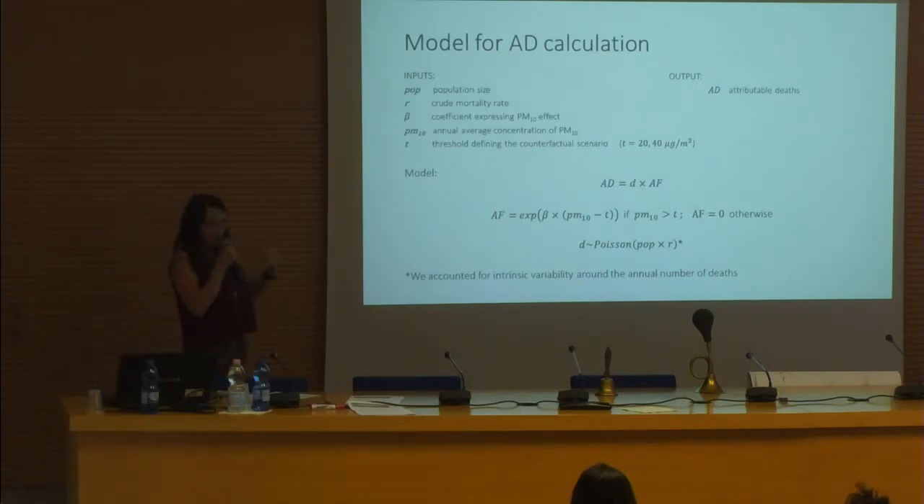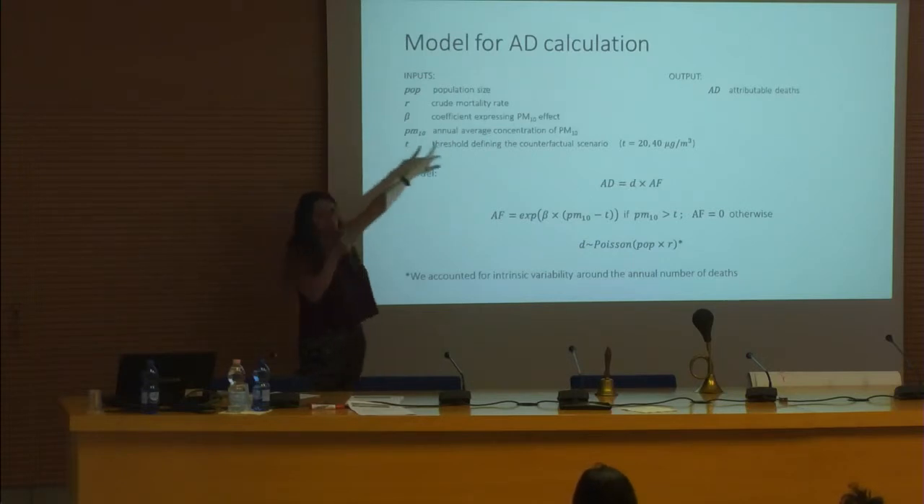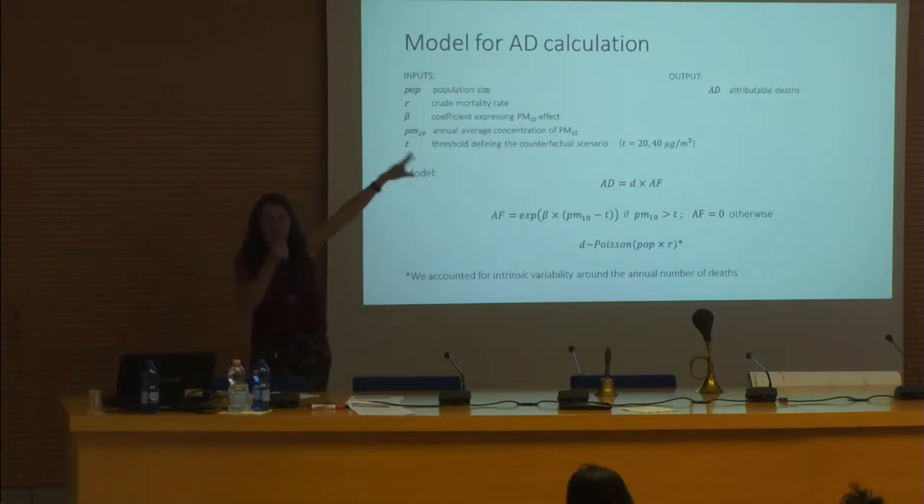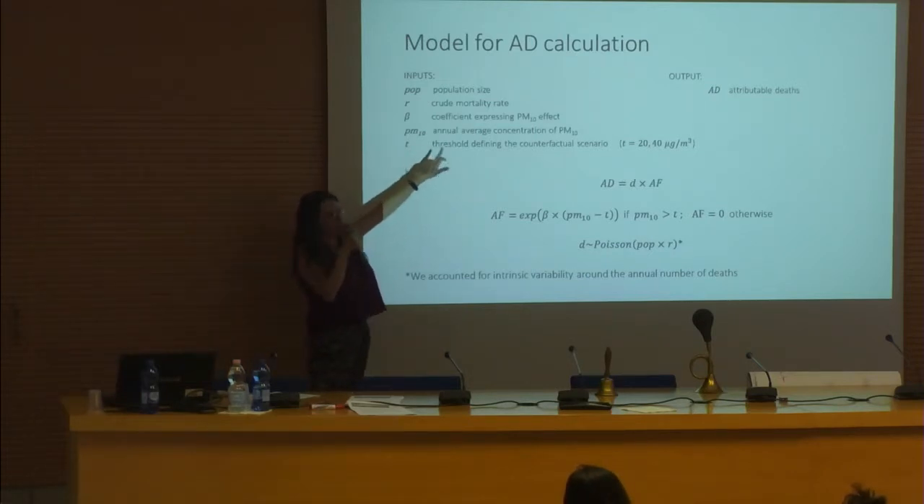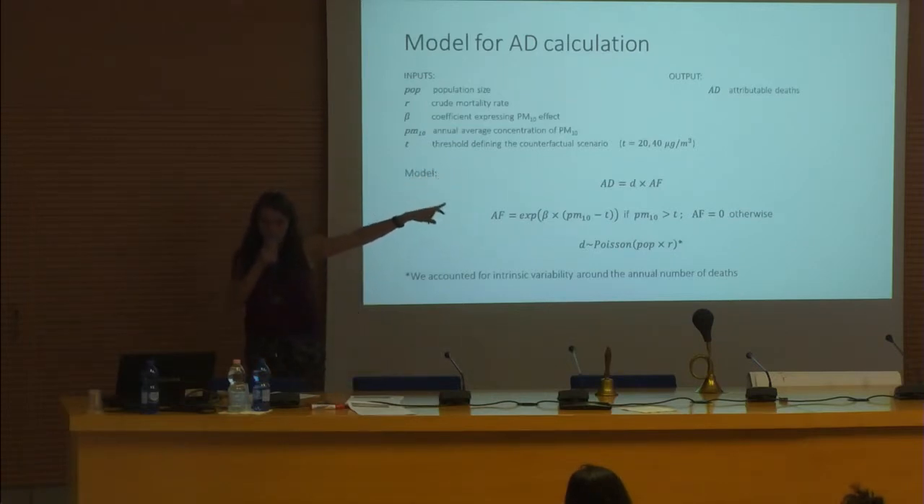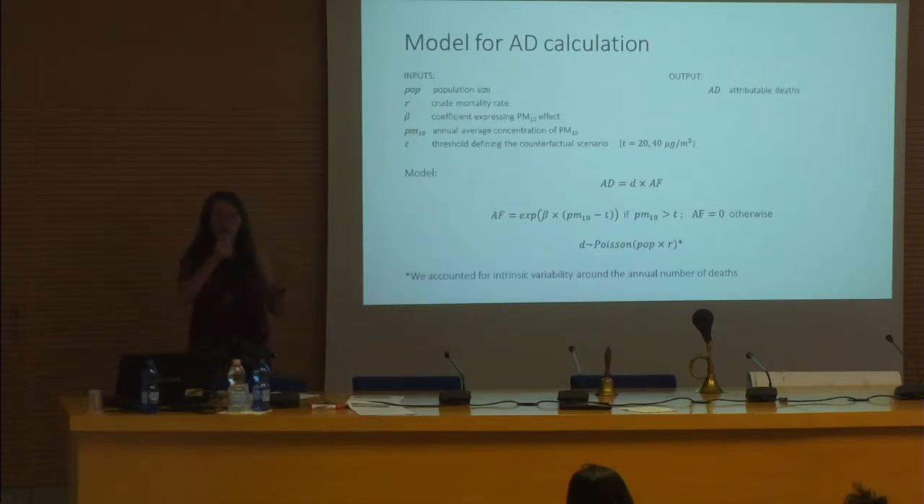In my specific context, I have 5 input quantities and 1 output. My inputs are population size, which is treated as a fixed input. Then I have the crude mortality rate, the coefficient which expresses the effect of the air pollutant, and then we have the average annual level of the air pollutant. These 3 input quantities are treated as uncertain inputs. And then I have the threshold.